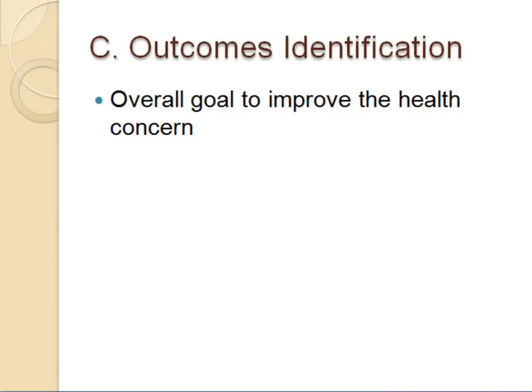Section C is the outcomes identification, where you're going to give the overall goal to improve the health concern. You will definitely want to use Healthy People 2020 as you are developing your overall goal to make sure your goal is in line with national standards.